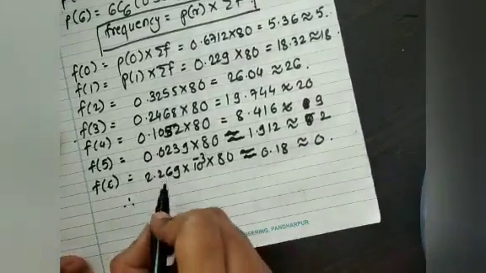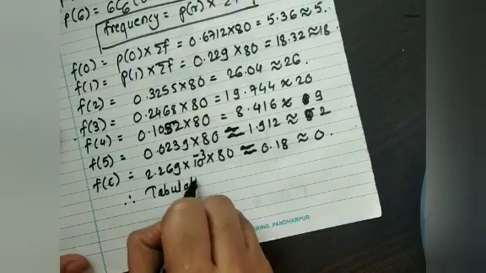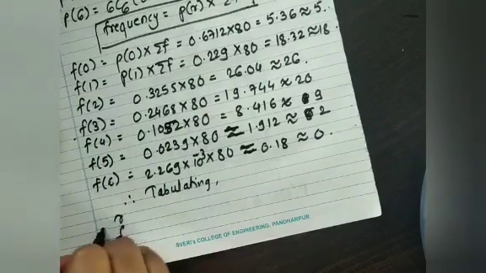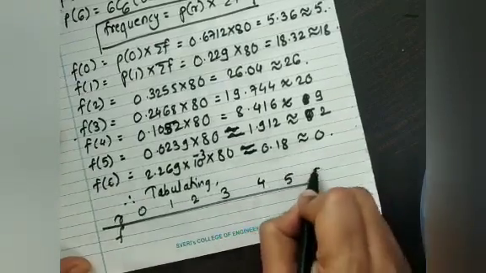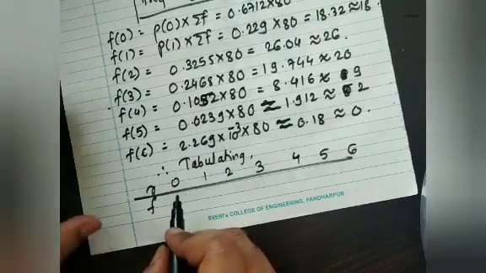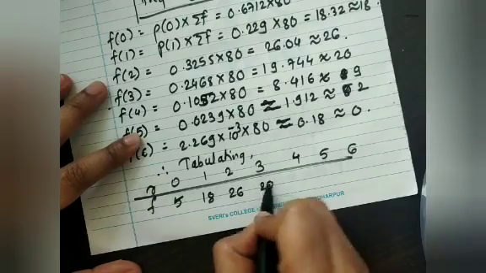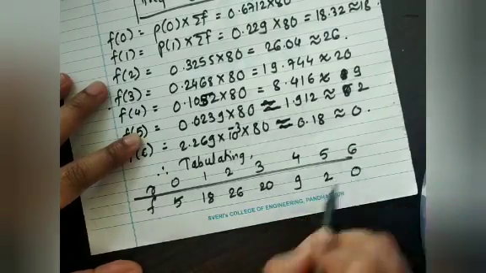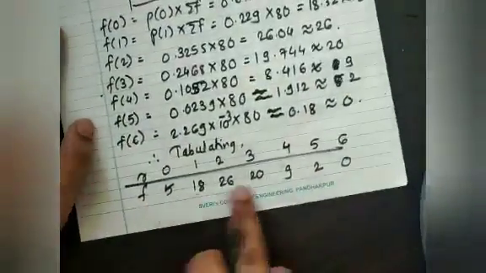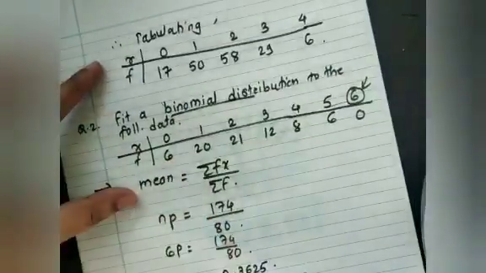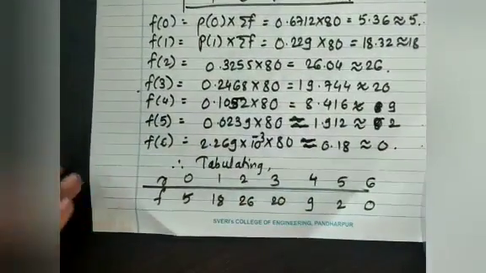Therefore, finalizing this, tabulate, we'll get the answer as R and F. So different R are 0, 1, 2, 3, 4, 5 and 6. And the frequencies are 5, 18, 26, 20, 9, 2 and 0. And we can check, after applying binomial distribution, the frequencies will change. Okay. This is your binomial distribution fitting. Hope you understand. Thank you.